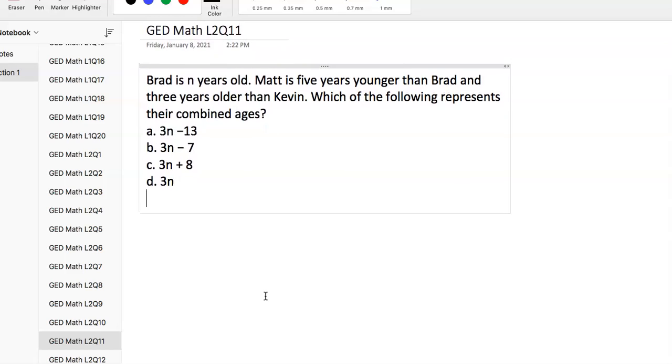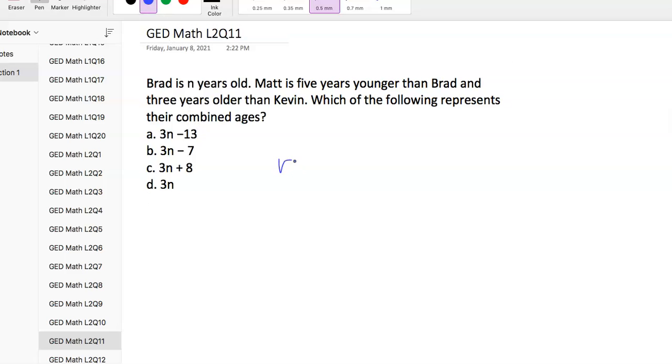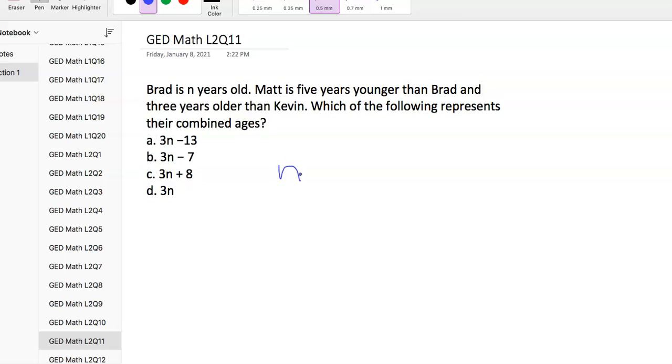Okay, another word problem with variables. It says Brad is n years old, so we'll go ahead and write that one down right now. We got an n for Brad. And then it says Matt is 5 years younger than Brad. So before we get too far, let's just do Matt. Matt's 5 years younger than Brad, right? So Brad's n, Matt is n minus 5. We want it all to be in one variable.